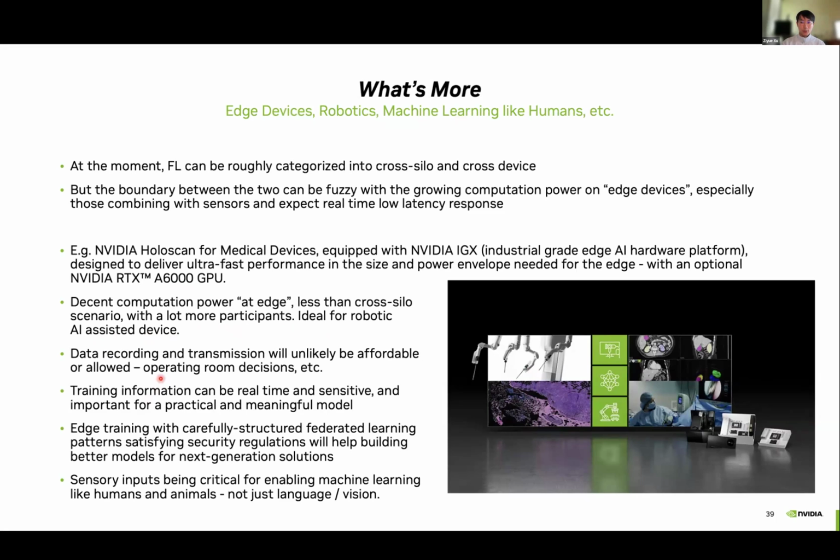And thinking about why we need federated learning, in some scenarios data recording and transmission will unlikely be affordable or even allowed. Such as operating room decisions, how doctors perform the procedures, those data will never be recorded. So the only chance for us to learn anything from it will be on site when doctors perform their procedures. And the training information in those cases can be real-time and sensitive. For those applications, federated learning will be our only option.